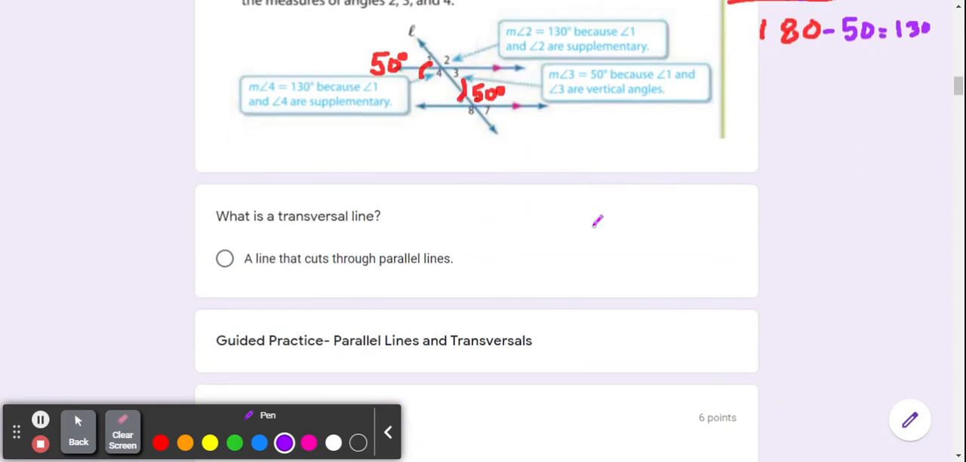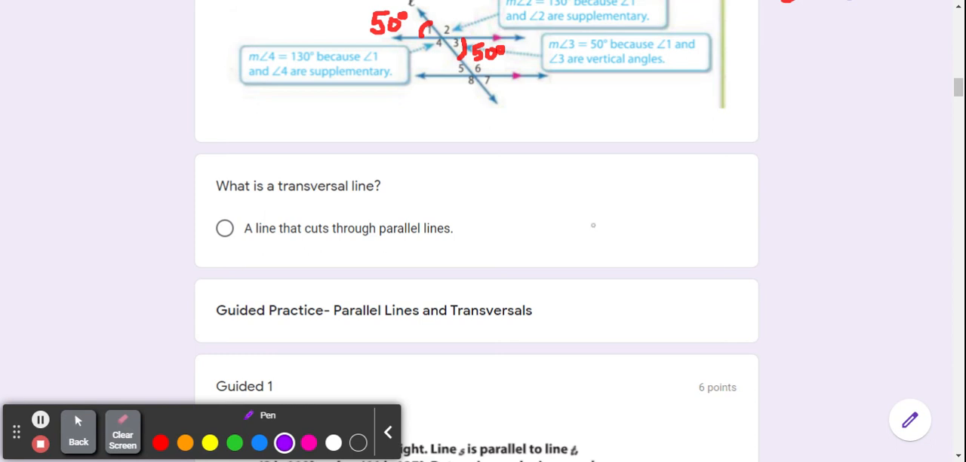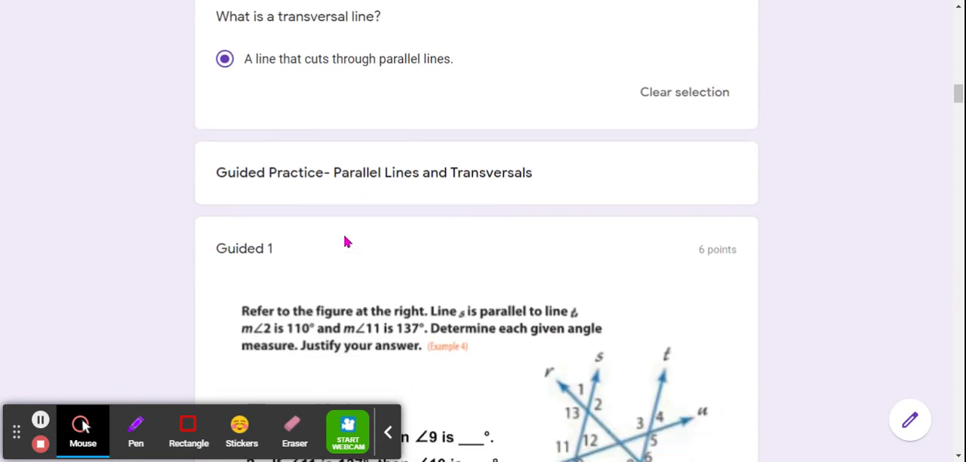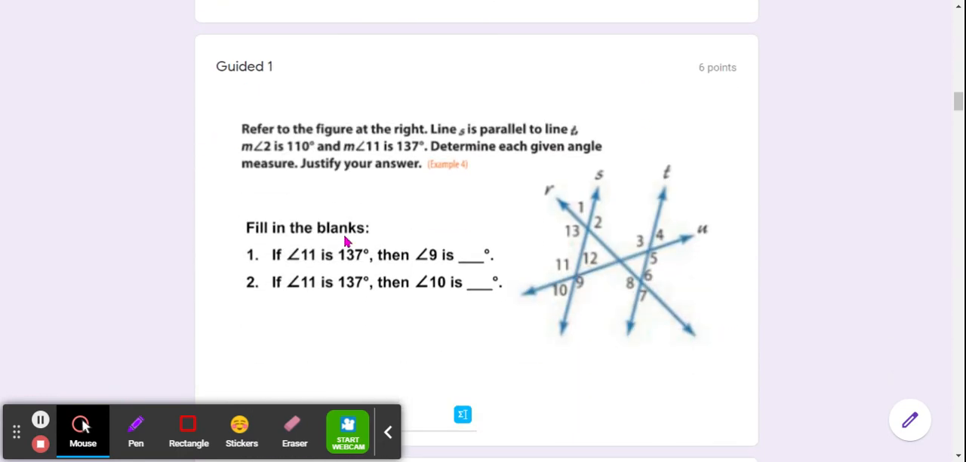All right, let's move on. So what is a transversal line? It's a line that really just cuts through other lines, like when I put parallel lines. That's your transversal, it just cuts through. Just a fancy word for a line that cuts through other lines. All right, so let's try these together.